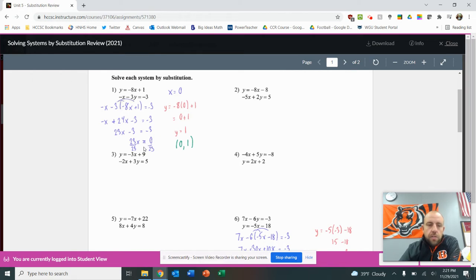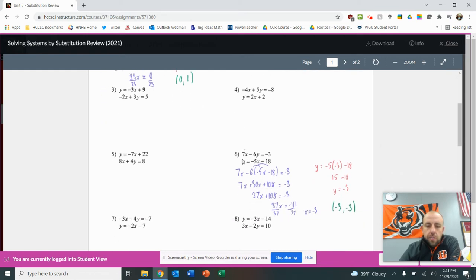Please be aware that we are talking about ordered pairs, so x equals 0 is not our only answer. We want to plug that back in, which we ended up with y, and then we'll write our answer as an ordered pair. Now, don't just leave it as x equals and y equals. Please make sure you write it as an ordered pair. That's the proper way to write a solution for that. And you can see I went ahead and did number 6 as well, so you've got two problems there for reference as you're going through.